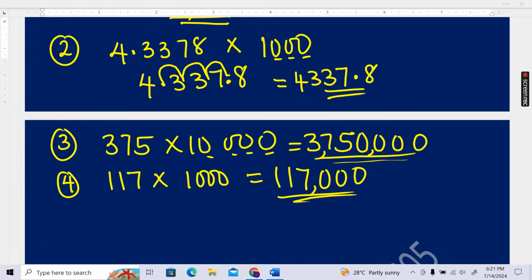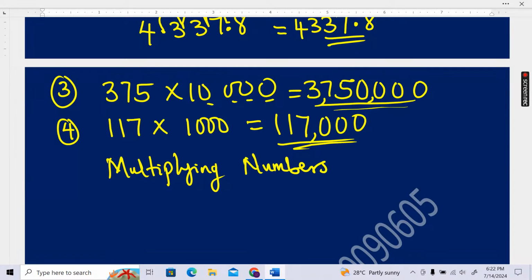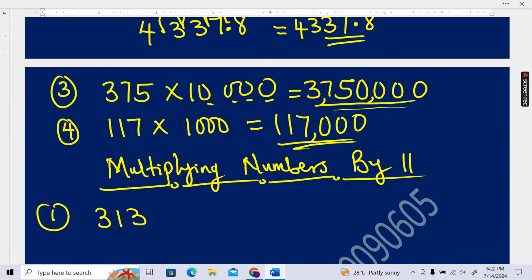The next thing that was learned was also multiplying numbers by 11. Now, let's look at the first one. What is 313 times 11? This is mental math. You are not meant to use your pen. You're not meant to use any calculator. You're meant to do it in the head.